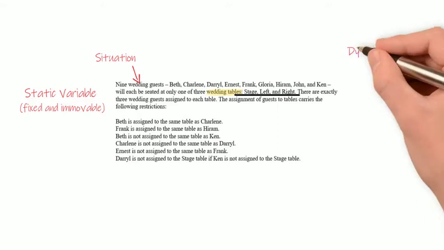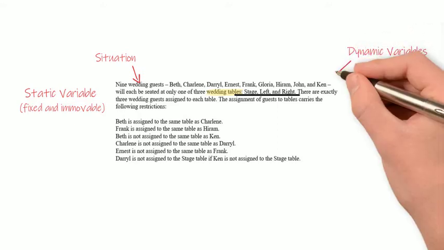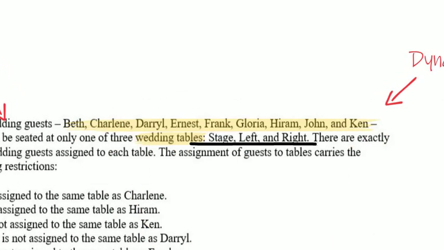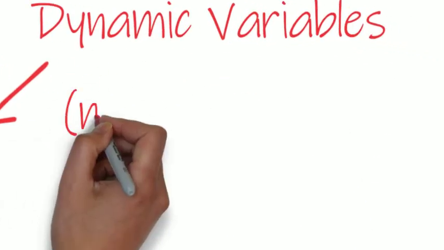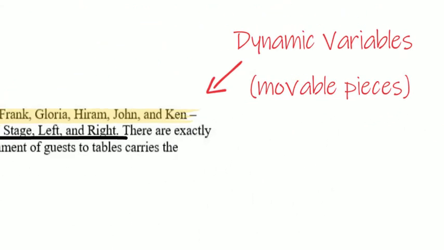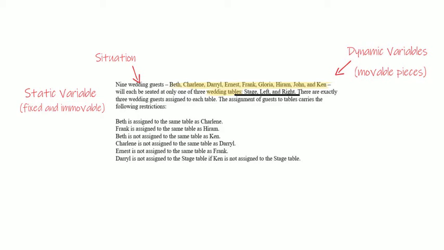The third piece of information is what I'm going to call the dynamic variable, and these can be found here. If your static variable never moves, the dynamic variables always move, and these would be like your game pieces. These are the things that are going to move around the board, and just like with our static variable, your everyday scenario can help you identify what these are.